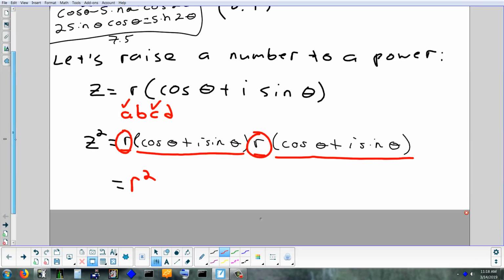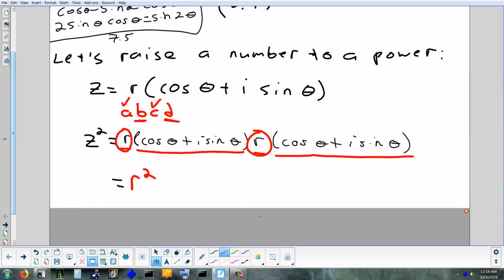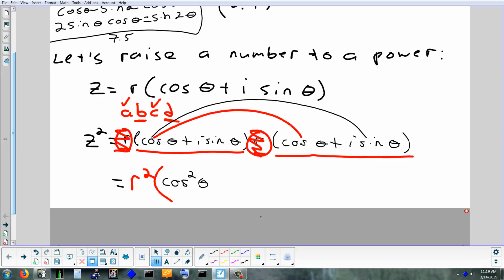r squared. Now, I have the second and the fourth, and those have to be FOILed together. Again, the r's are already taken care of, so you can kind of ignore those. They're done. Cosine times cosine. What's cosine times cosine? Cosine squared. Now we have cosine times i sine. Cosine times i sine. How many of those do I have?